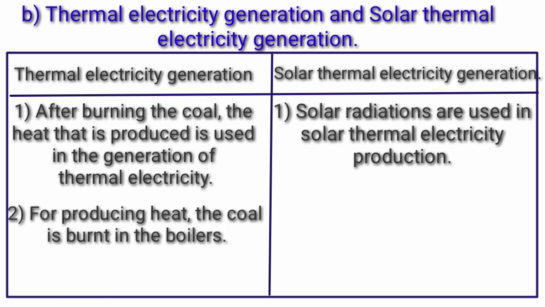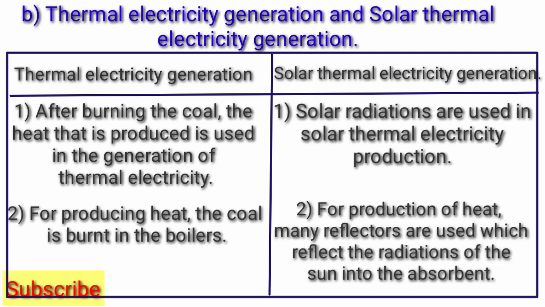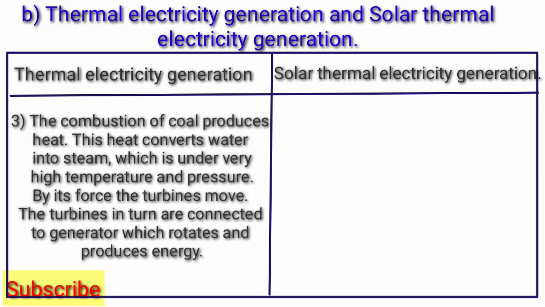Second, for producing heat, the coal is burned in the boilers. For production of heat, many reflectors are used which reflect the radiations of the sun into the absorbent. Third, the combustion of coal produces heat. This heat converts water into steam, which is under very high temperature and pressure. By its force, the turbines move. The turbines in turn are connected to a generator, which rotates and produces energy.